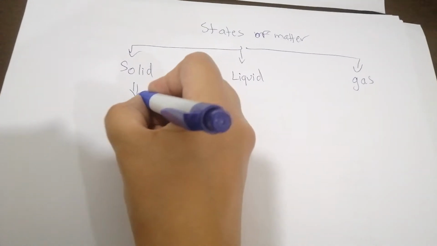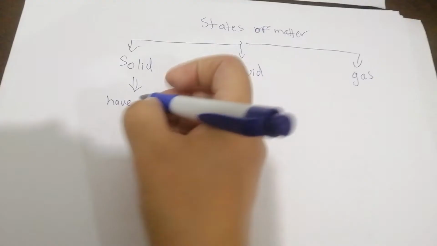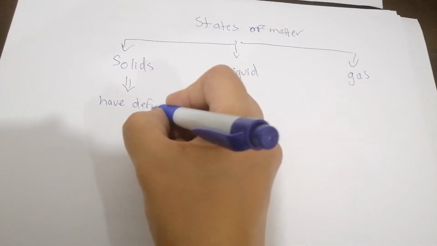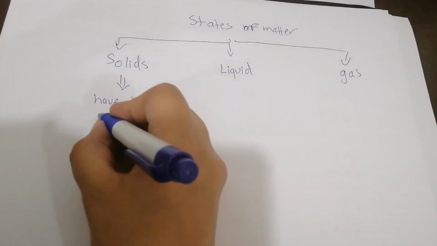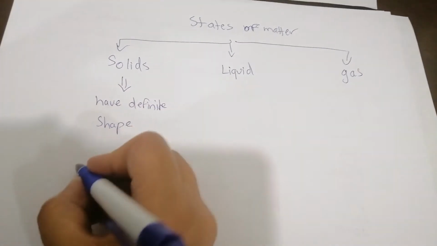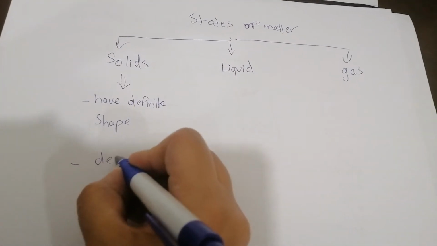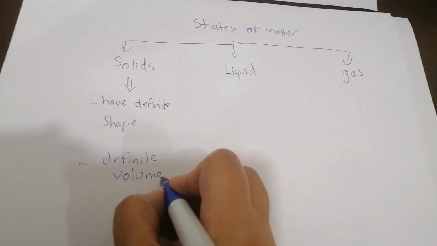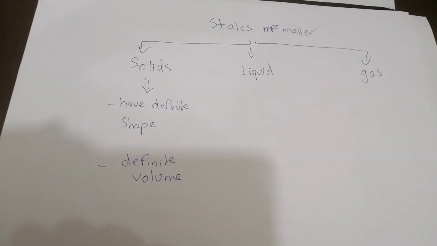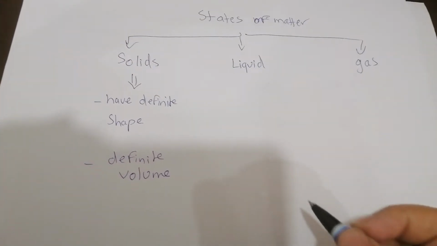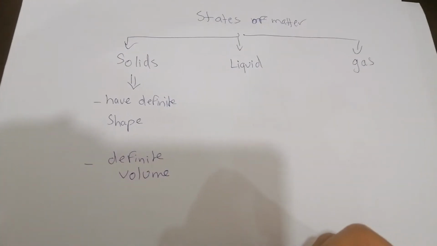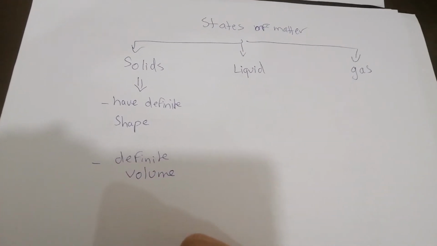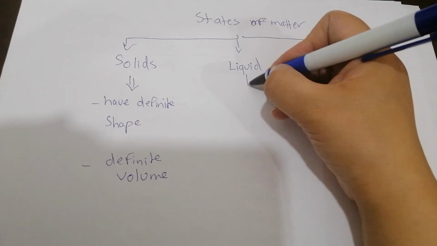Solids have definite shape and definite volume. What does this mean? It means that the chair has a shape and has volume. The bag has shape and has volume. The disk has shape and has volume. The table has shape and has volume. Okay? What about the liquid?